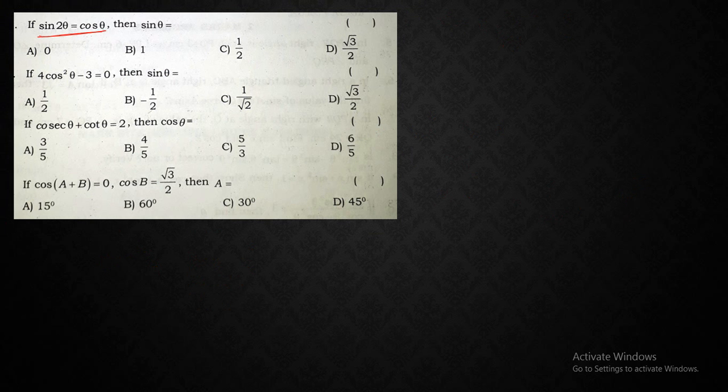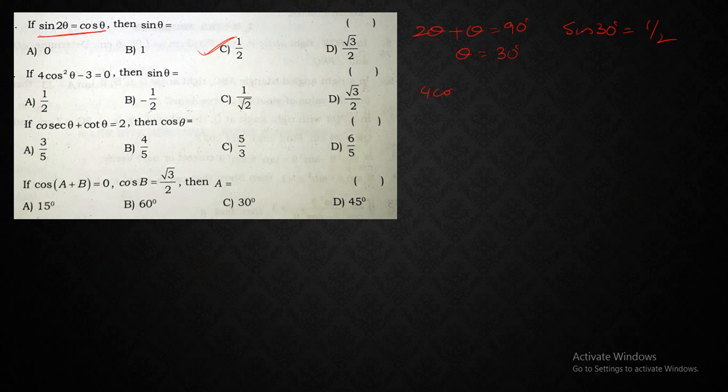Next, moving on to one more question. Sin 2 theta is equal to cos theta. So sin and cos are complementary angles. So simply you can directly add the values. So 2 theta plus theta is equal to 90 degrees. So clearly theta is equal to 30 degrees. So what did he ask? Sin theta. So sin theta means sin 30. Sin 30 is given as 1 by 2. Hence the answer is 1 by 2.